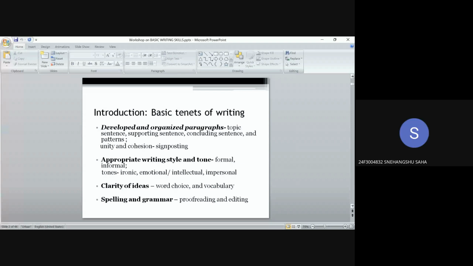Ma'am, would you please tell me what is the difference between descriptive writing and narrative writing? I will tell you. Let me first finish on this. I'm just getting into that in just a moment.